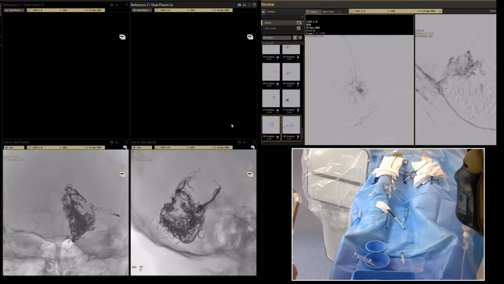We'll change to the glue mode and increase the radiation a little bit.